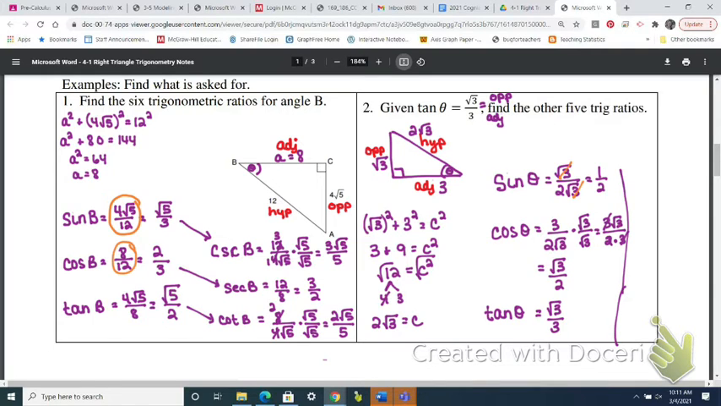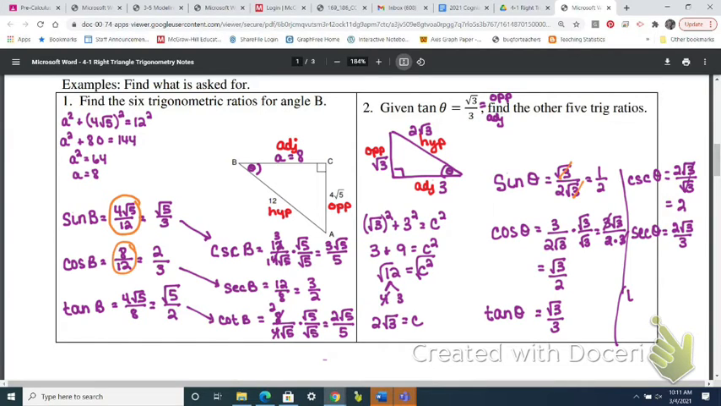So next I have the cosecant of theta. So that is 2 square roots of 3 over square root of 3, which is just 2. Secant of theta, that is 2 square roots of 3 over 3. That's as simple as it can go, so I'm just going to leave it.